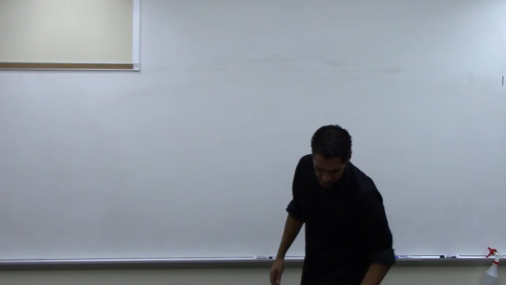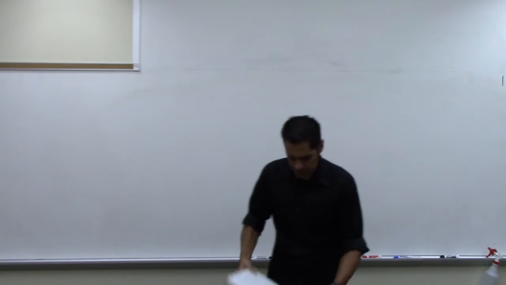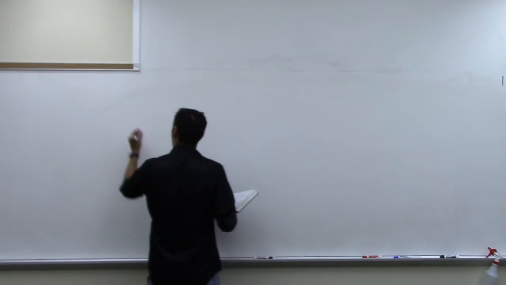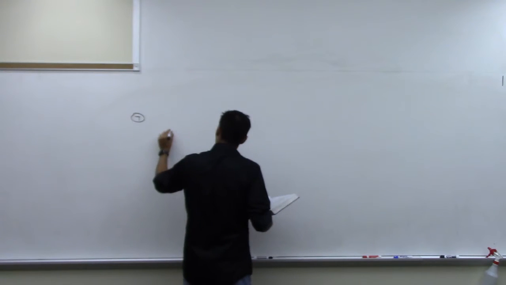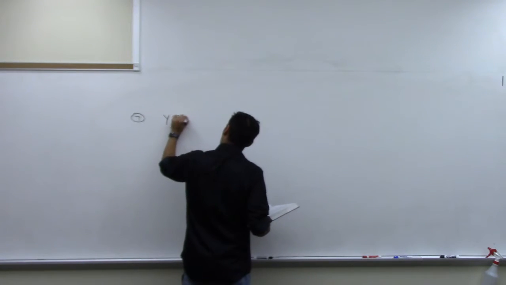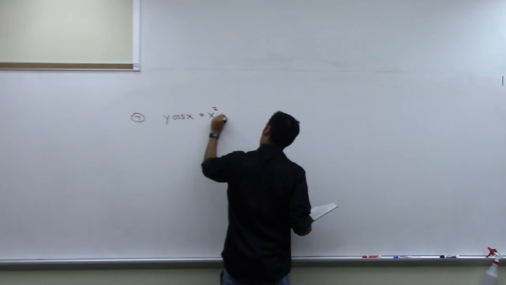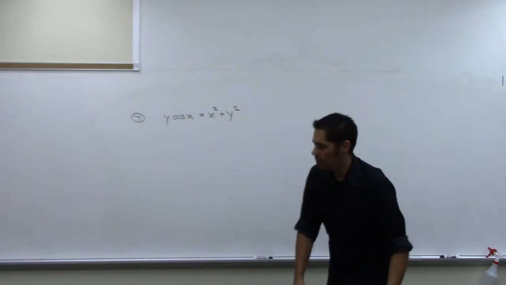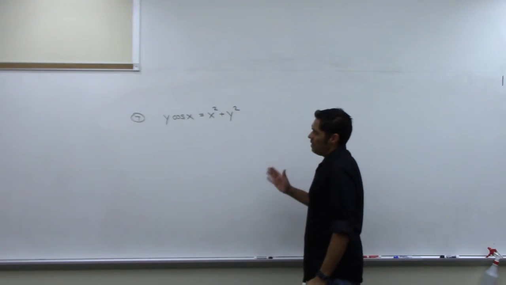Let's look at, I think number 5 you can do on your own. Let's do number 7. y cosine x equals x squared plus y squared. I'm going to try and go a little faster through this, all right? We want to find dy dx.